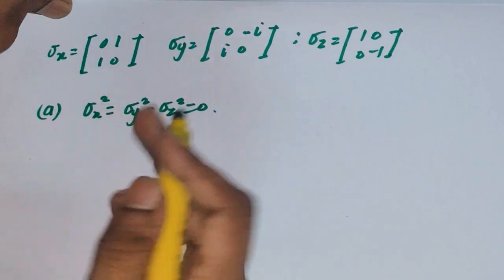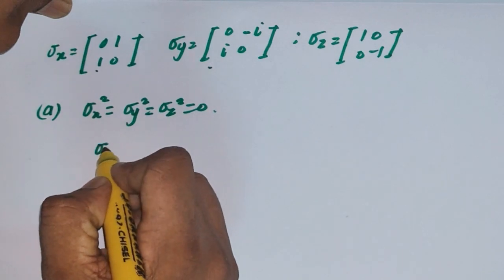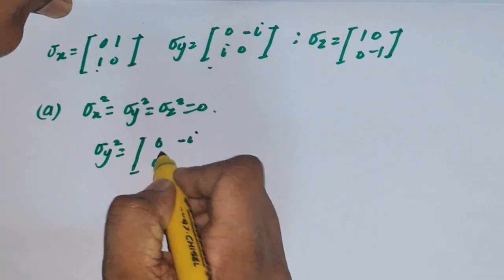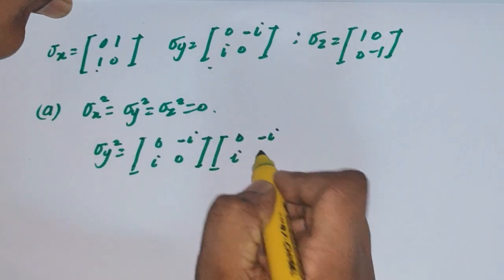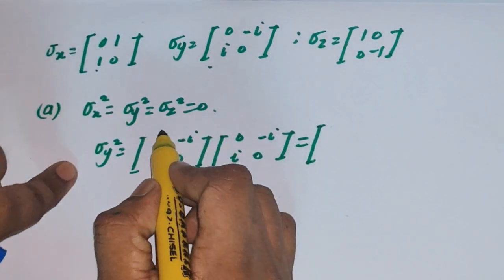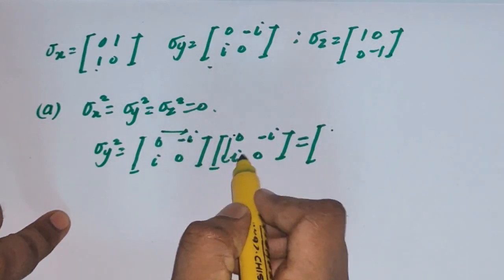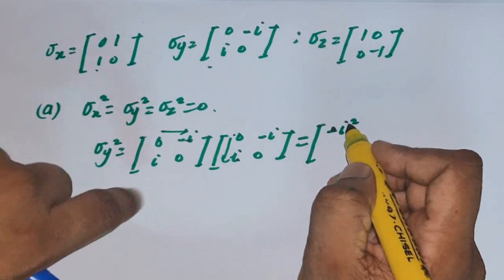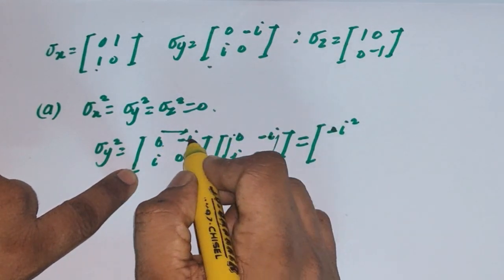No need of doing everything. We can take one of the matrices and check. Either you can choose this one or this one. Suppose I am choosing sigma y square. That means you have to multiply it twice: 0 minus i, i 0 times 0 minus i, i 0. Using matrix multiplication, row times column, the first row and first column gives 0 plus minus i square, so minus i square. The first row with the second column gives 0.